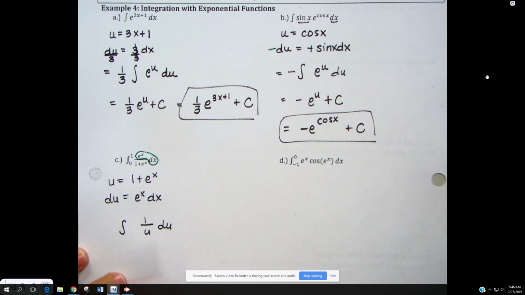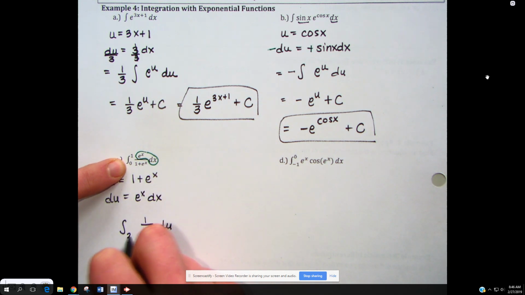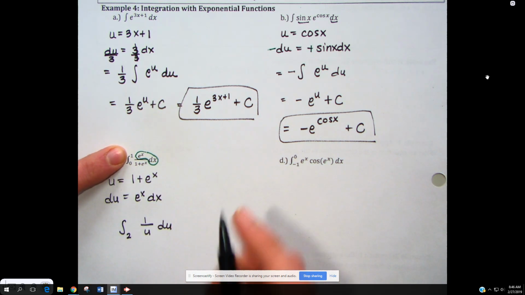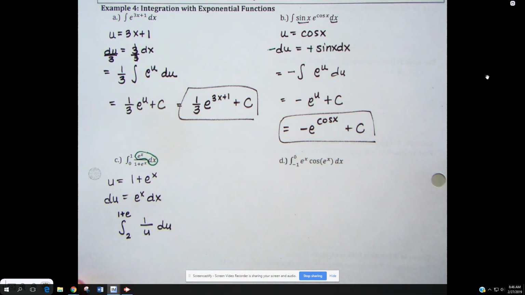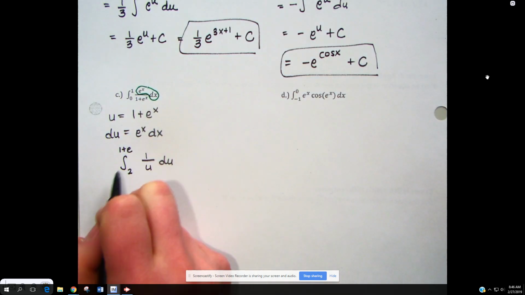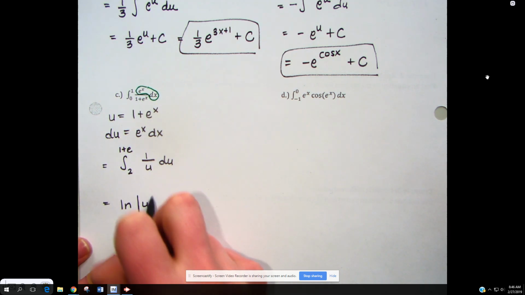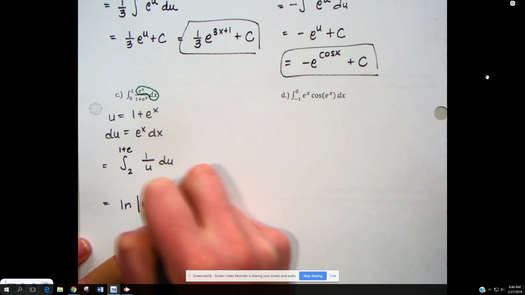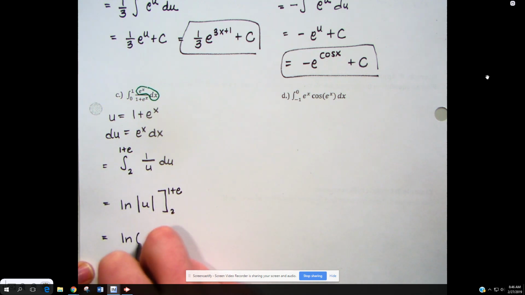I like to change my bounds. So I'm going to, on the bottom, plug in 0. E to the 0 is 1, and 1 plus 1 makes a 2. E to the 1 is just e. So the best I can do up here is write 1 plus e. That's okay. Totally fine. I've changed everything over now to u's, and I don't have to go back since I changed my boundaries. So I'm going to get the log of the absolute value of u, evaluated at 2 and at 1 plus e. This would be the log of 1 plus e. It's going to be positive anyways, so whether or not you chose to put the absolute values in really won't matter, minus the log of 2.